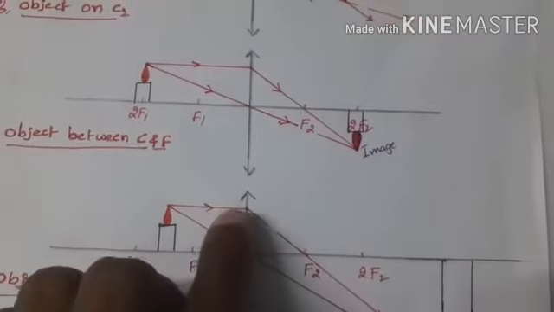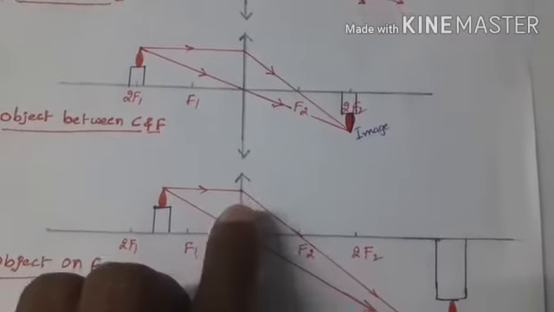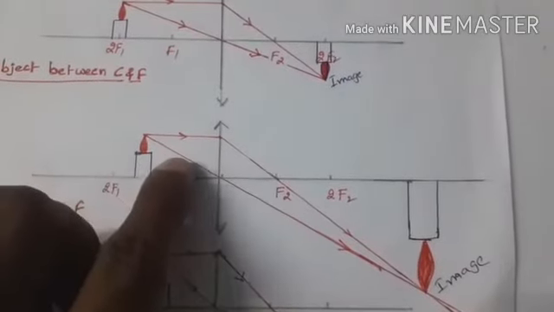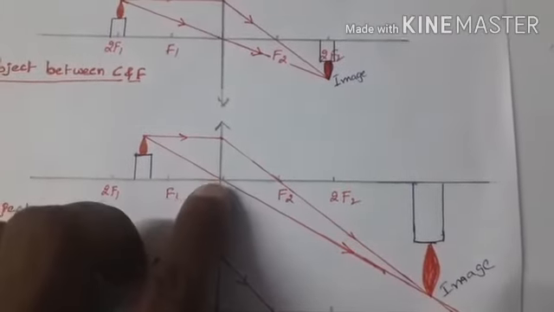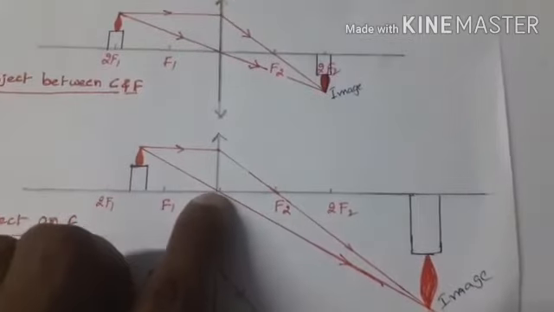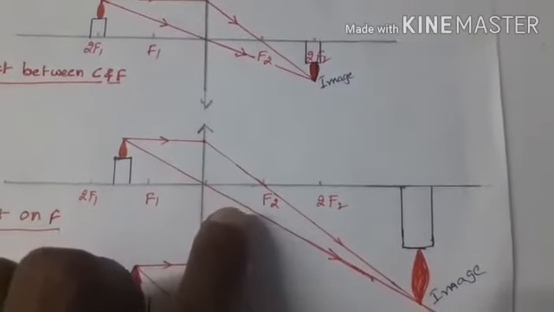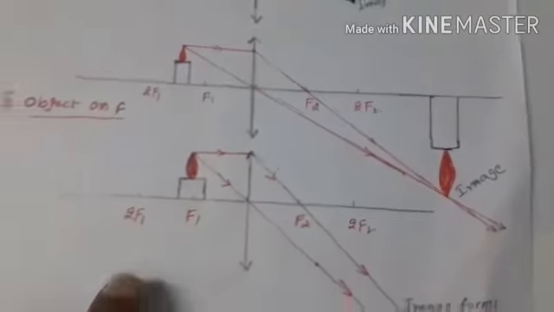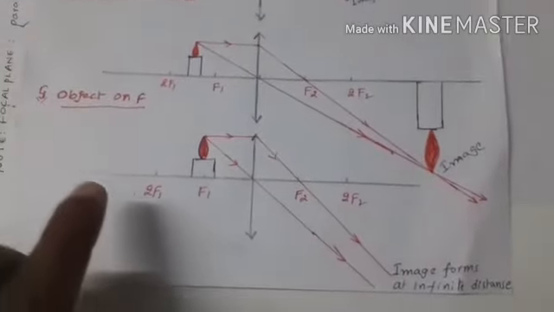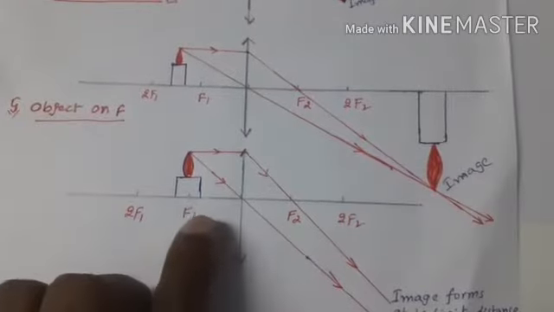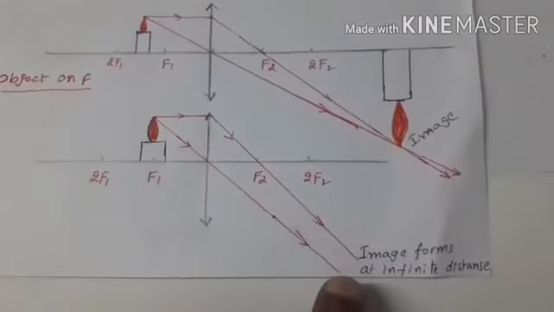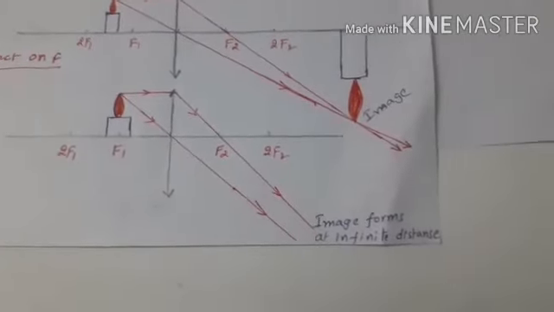So a parallel ray comes from here and converges at the focus, and a ray comes from the object and coincides at the pole, which is undeviated. So the image forms here. Next, object on focus. So you can get a parallel ray and an undeviated ray. We can get the image at infinite distance.